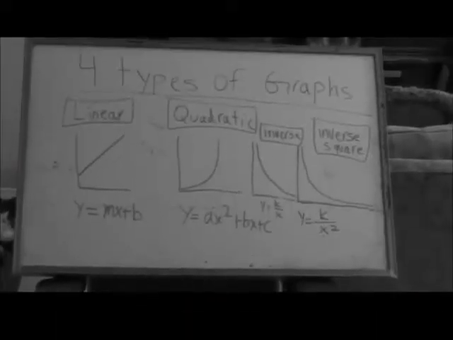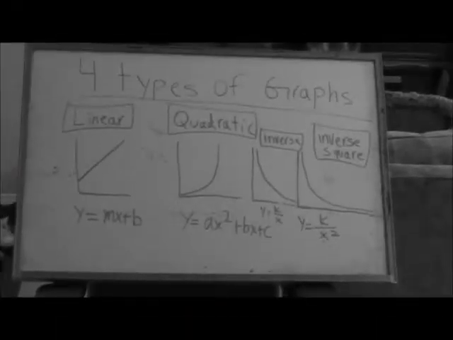Learning target AST 1.4. I can represent the patterns linear, quadratic, inverse, and inverse square graphically, mathematically, in data tables, and in words. There are 4 types of graphs in this learning target: linear, quadratic, inverse, and inverse square.